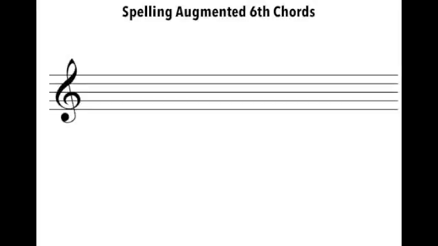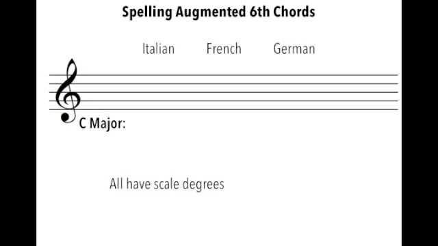We're going to learn how to spell augmented sixth chords. Let's do this in C major, and there are Italian, French, and German flavors of this chord. They all share several pitches. They all have scale degree 1. In C major, that tonic pitch is C, so they all have the note C.